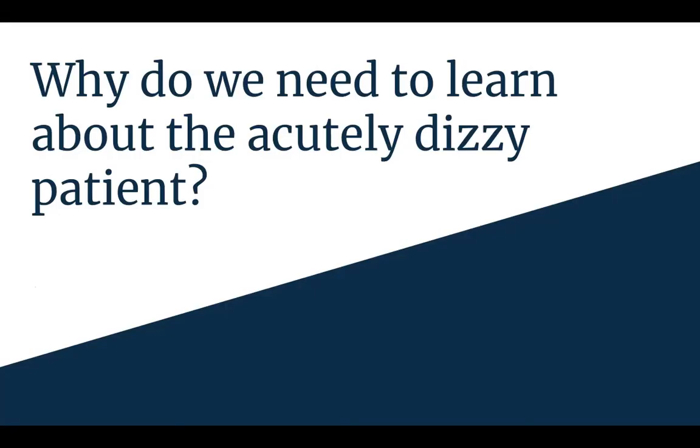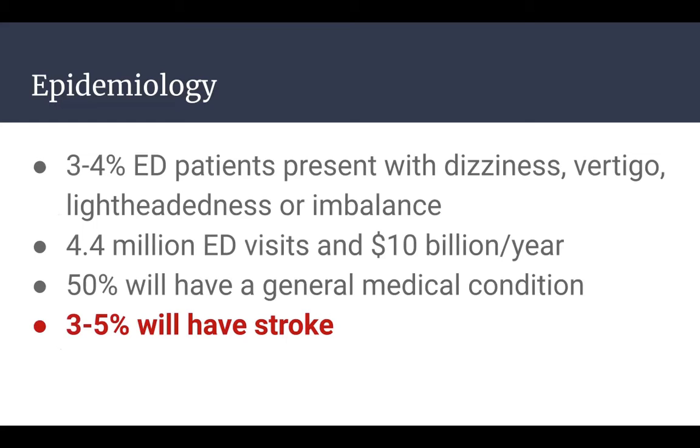So why do we need to learn about the acutely dizzy patient? Well, 3 to 4% of the patients that you're going to see in the emergency department have a complaint related to dizziness. They might describe it as dizziness or vertigo or lightheadedness, or simply say that they feel imbalanced. About 4.4 million emergency department visits every year are for dizziness, and the cost is about $10 billion. Half of these patients are going to have some sort of underlying medical condition causing their complaint, but 3 to 5% will have a stroke.